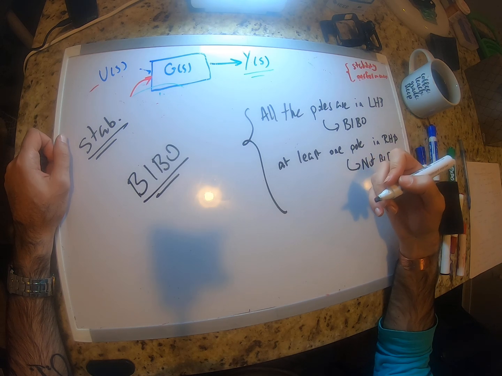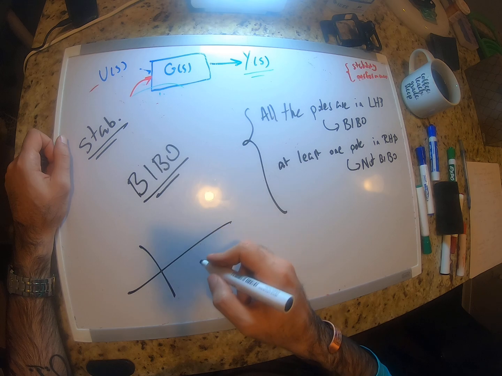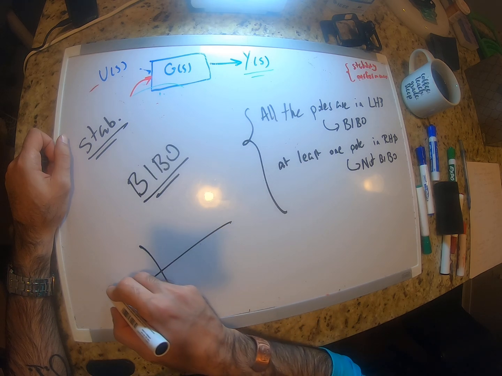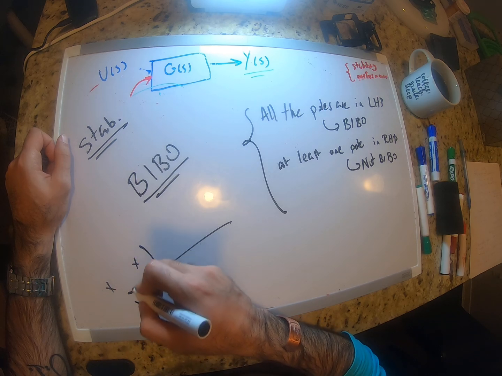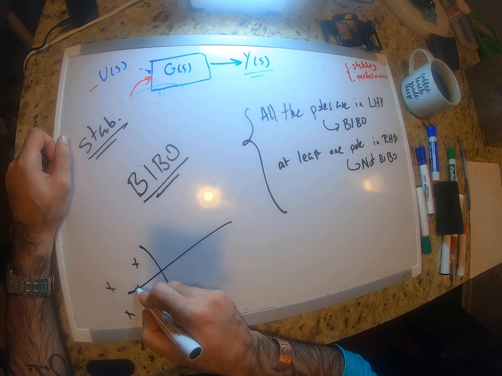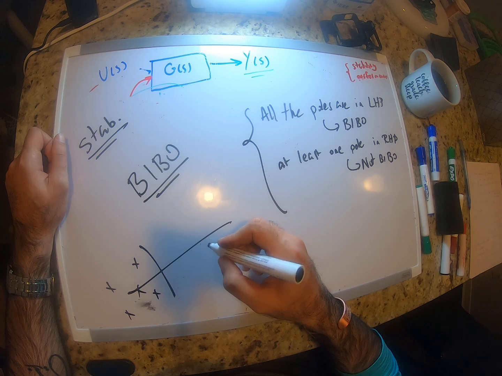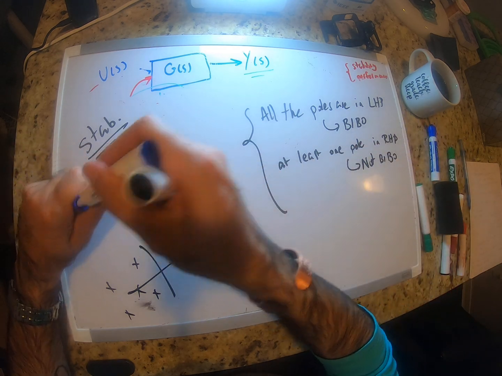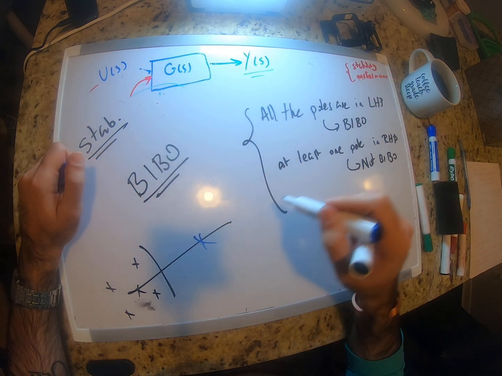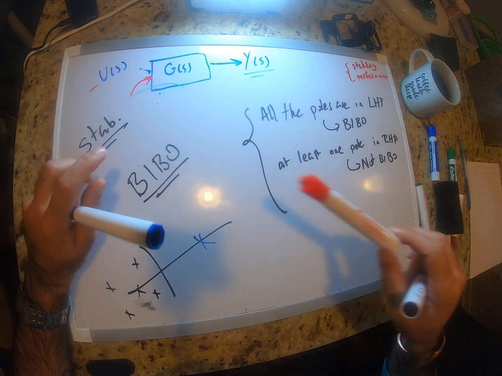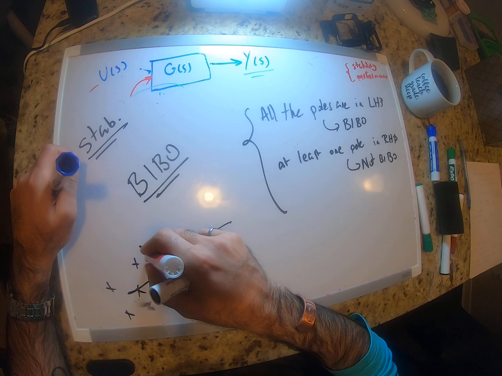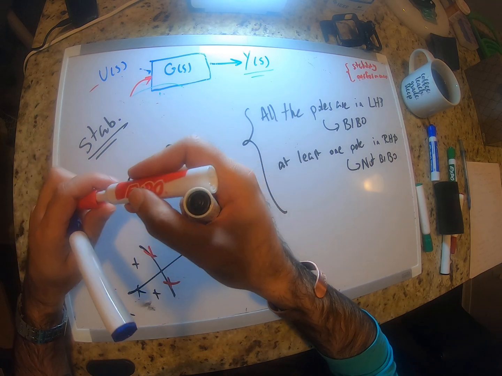Okay, so if all the poles are on the left hand side, this is BIBO stable. If you have at least one pole on the right hand plane, that's not stable. What if you have poles on the imaginary axis?